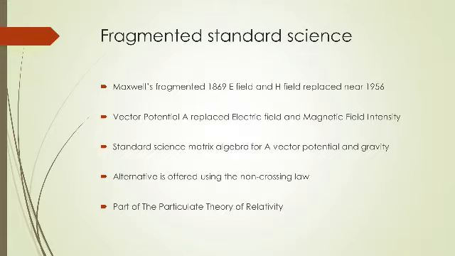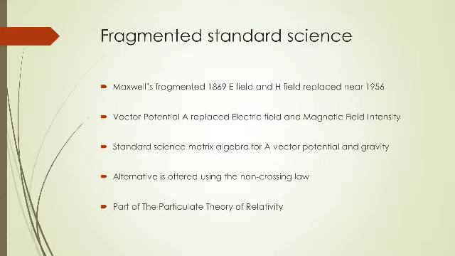Now, standard science had been talking about electromagnetic fields for a long time now, 150 years. And Maxwell had the E field and the H field. And those were replaced around 1956 by the vector potential A, and that replaced the electric field and the magnetic field intensity, E and H. They used a matrix algebra for the A vector, so it matches up.